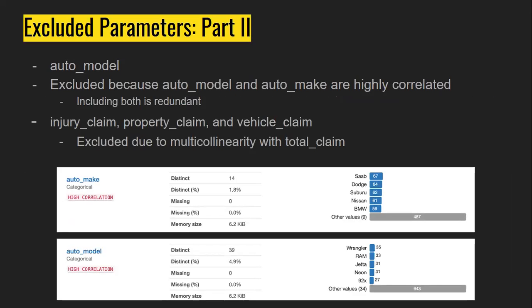And for part 2, we excluded these, such as auto model and injury claim, property claim, and vehicle claim, just because they were highly correlated with something else, and including both data points when they're highly correlated is a little bit redundant.